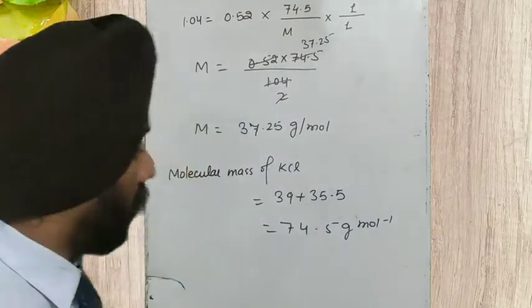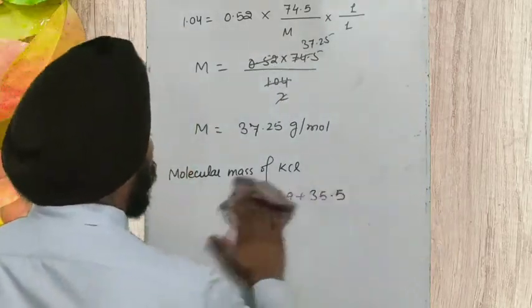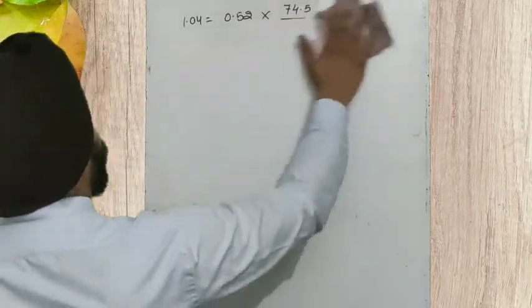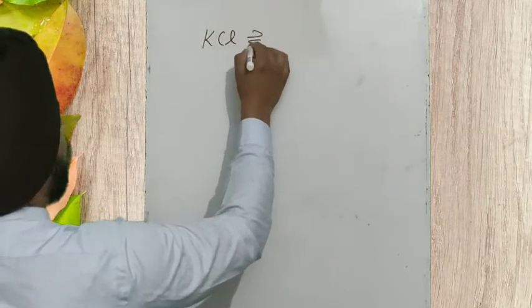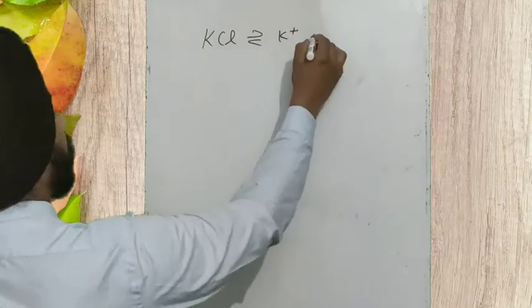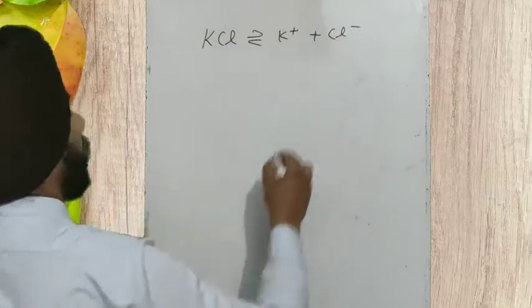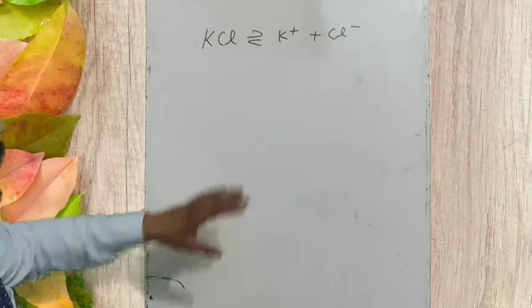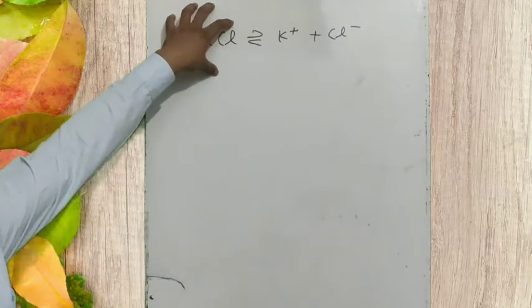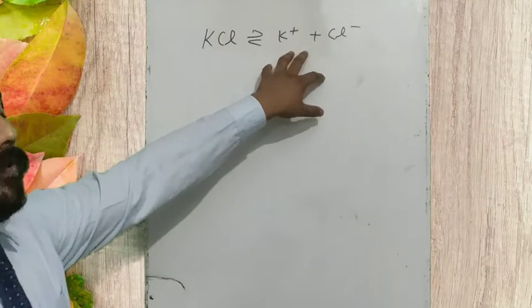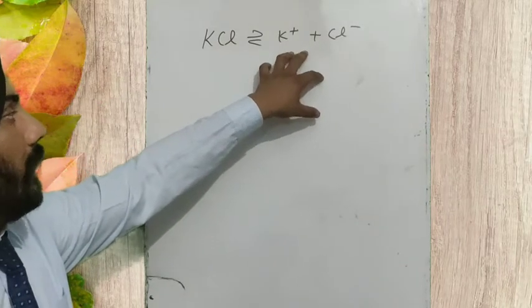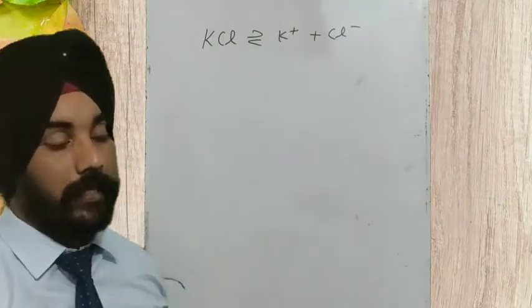Like if we talk about KCl, when it is added into the water, what happens? It is going to dissociate. So KCl, when added to the water, becomes K plus and Cl minus. Earlier it was KCl, only one particle, but when it is added into the water and ionized, it becomes two particles.